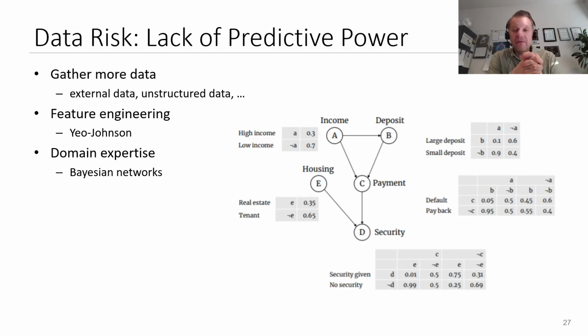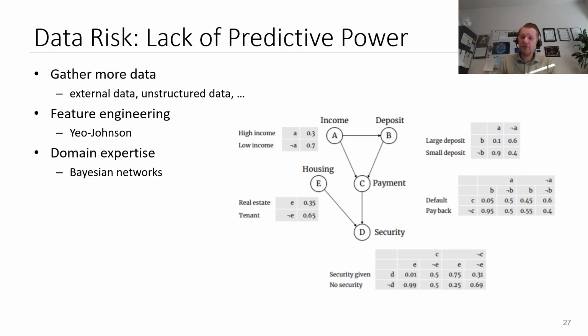And human behavior can sometimes be very hard to predict because we have limited data available, and because human behavior can be irrational. So if you're facing lack of predictive power, you can try to gather more data: external data, unstructured data, multimedia data. You can try some very clever feature engineering, which we also describe in our book, like Yeo-Johnson transformations. Think about very clever data transformations that will enrich the power of your data.